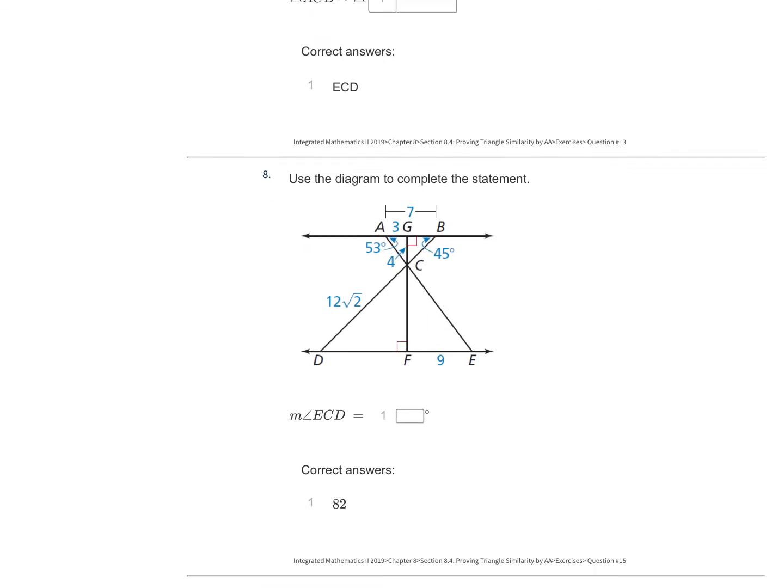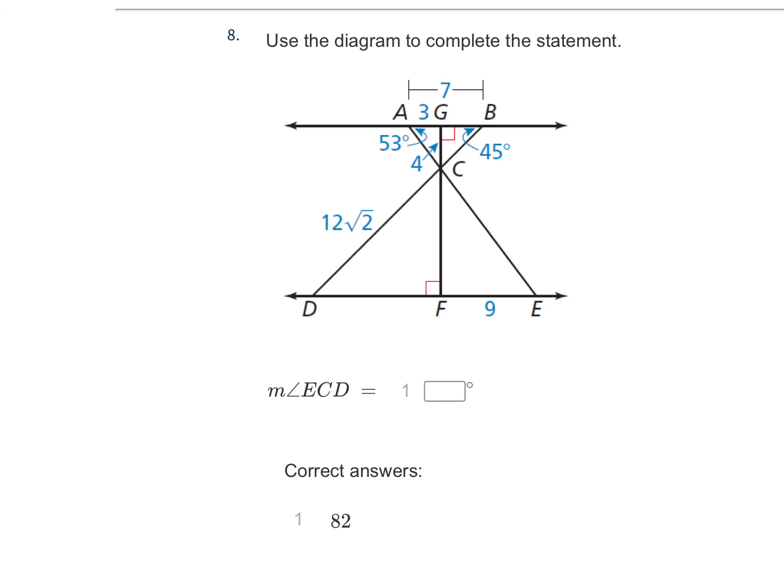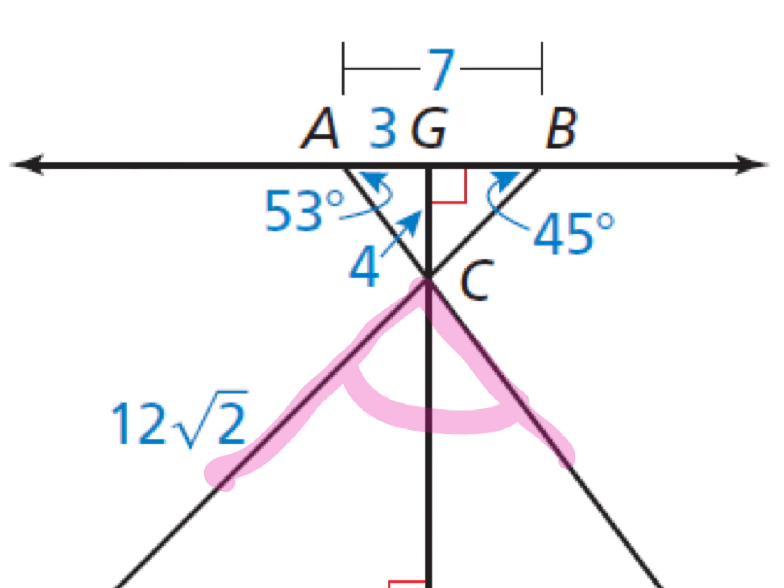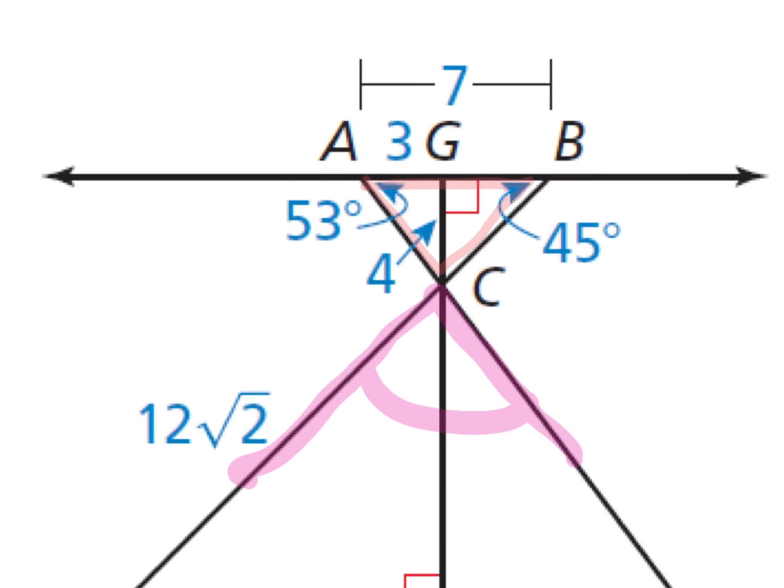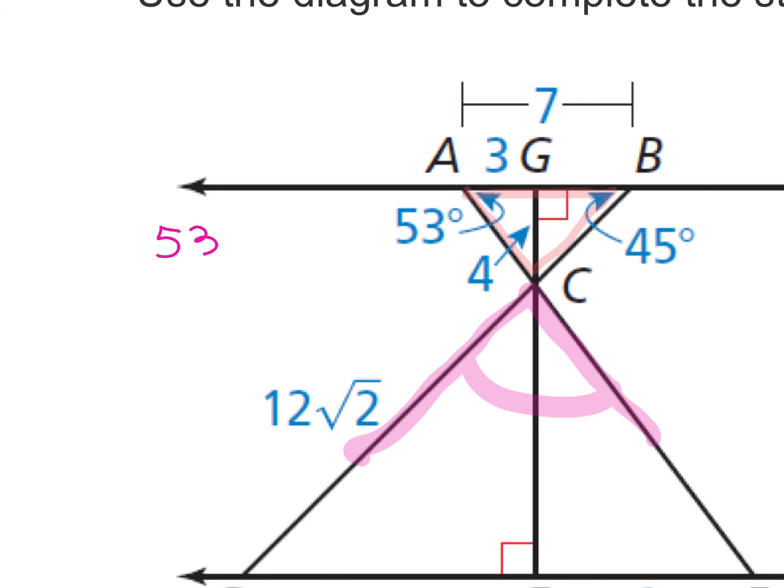All right, so for number 8, let me zoom in here. So what we need to do here is we can do this 2 different ways. So I like to, whenever I'm asked to find missing angles or missing parts of a picture, I treat it like a puzzle. So what I could do here is to find the measure of ECD. ECD is right here, this angle. So what I'm going to do is treat this little one up here as a whole triangle. And I know by my triangle sum theorem that the 3 angles of a triangle are going to add up to be 180. So I'm going to add 53 plus 45.